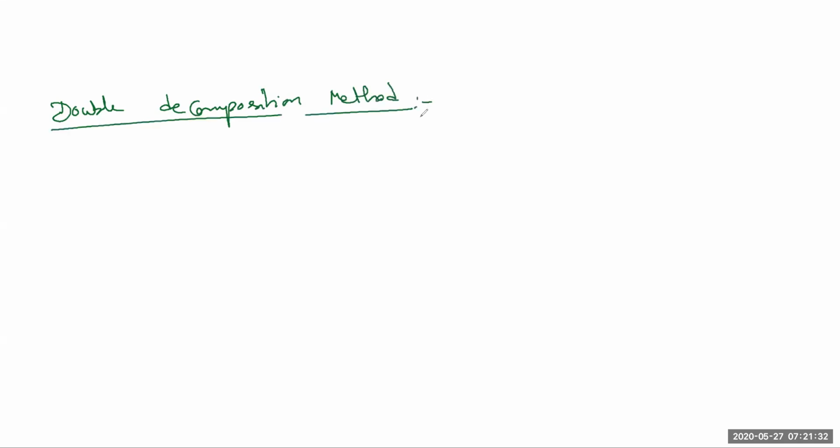Next formula: double decomposition method. Double decomposition method. So what does double decomposition method mean? See, for example, I am giving the reaction AB plus CD. The reactants are AB and CD, products are AD plus BC.